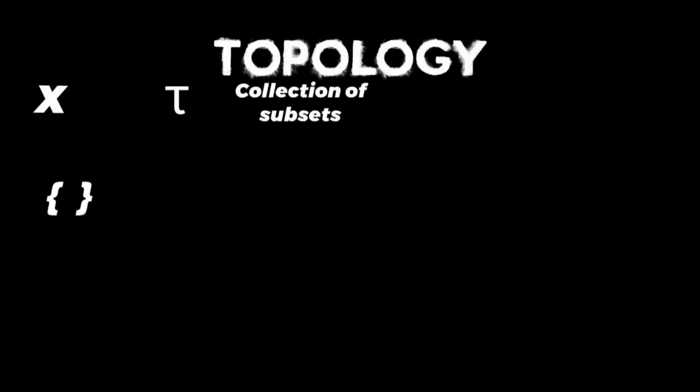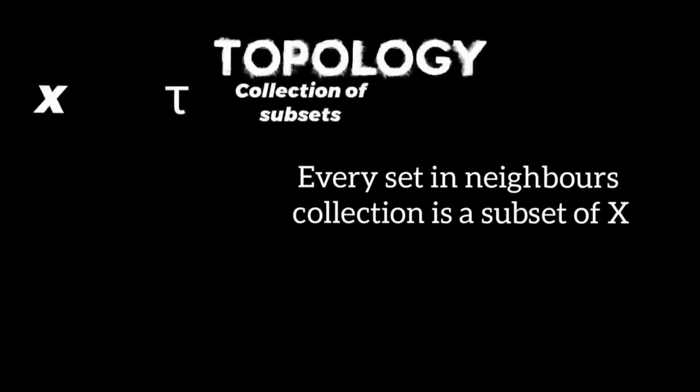Another one is the whole set. We are going to define topology on a set by believing there exist neighbors defined for each element. Each neighbor is a subset of this set. So for every point, the whole set itself is a neighbor.